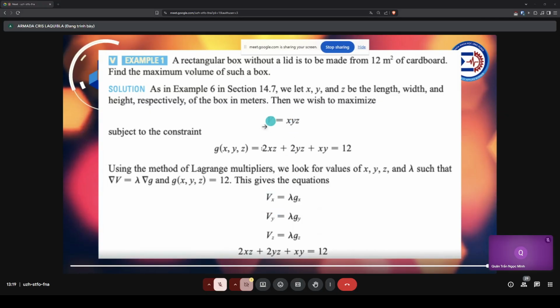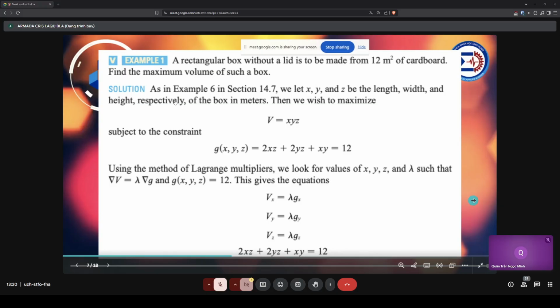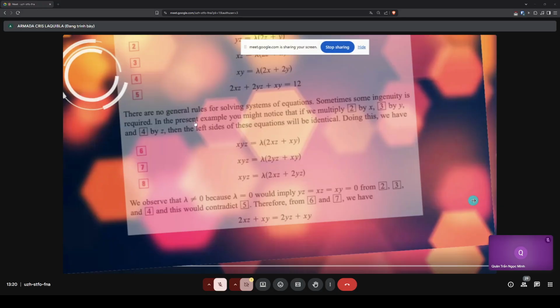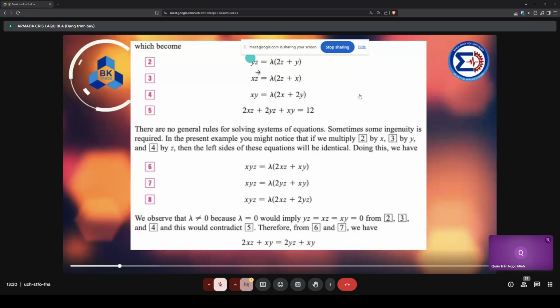What is the derivative of your V with respect to x? It's just yz, since yz is considered constant. So that is your derivative with respect to x. Now, what's the derivative of g with respect to x? Look at your g, class. The derivative of 2xz is 2z, the term 2yz has no x so its derivative is 0, and the derivative of xy is y, so we have 2z plus y. So Vx is yz and gx is 2z plus y.